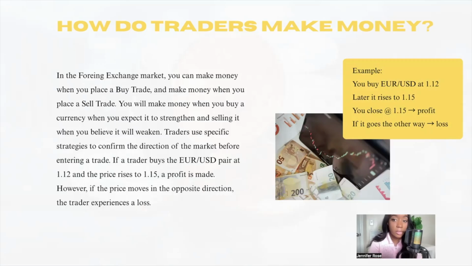So here we have the same example. You buy Euro USD at 1.12. Later, it rises to 1.15. You'll close at this level and you'll take your money. And if it does go the other way, you will experience a loss. Okay. Now, when price goes from 1.12 to 1.15, this does not mean that you made 3 cents. Okay. So there's something called pips and lot sizes. So let's just go into that next.